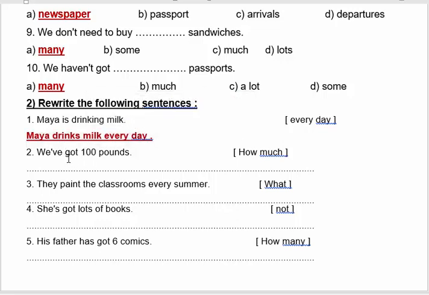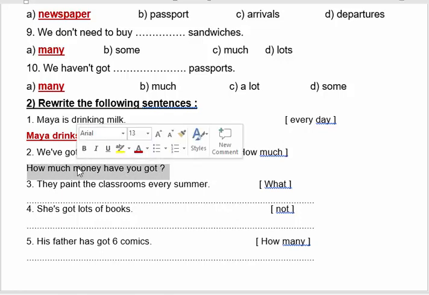Okay. Number 2, we have got 100 pounds. Use how much. We will ask using how much. We will start with how much. How much, and here we have the helping verb have. How much have? We will turn we to you. How much have you got? But we are talking about money. So how much money have we got? Okay, so we start with how much, then money, then have you got. How much money have you got? I have got 100 pounds.